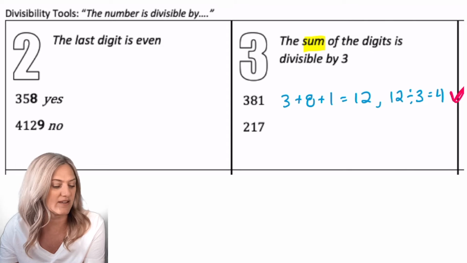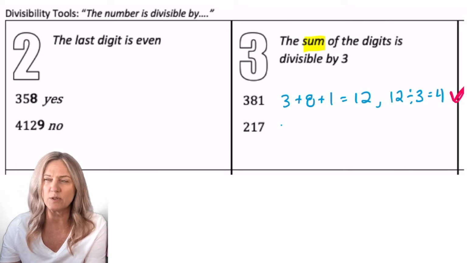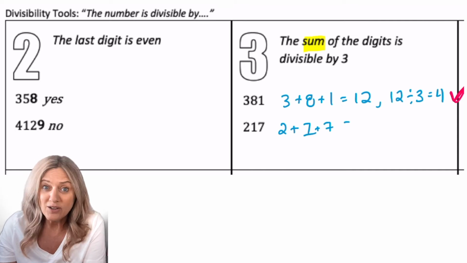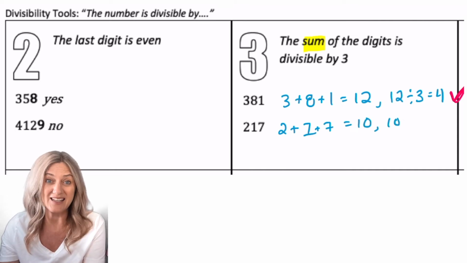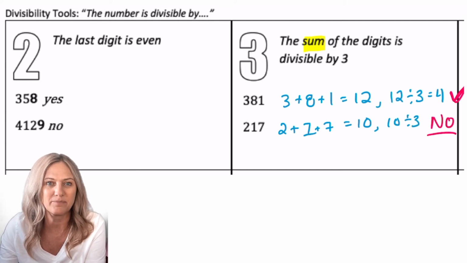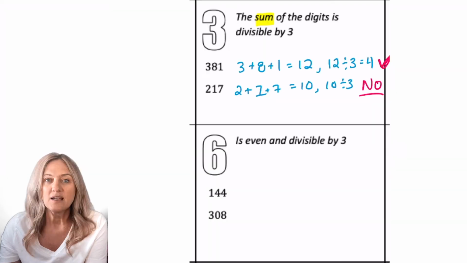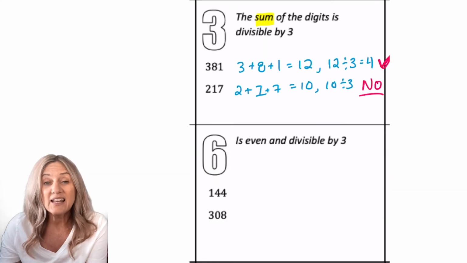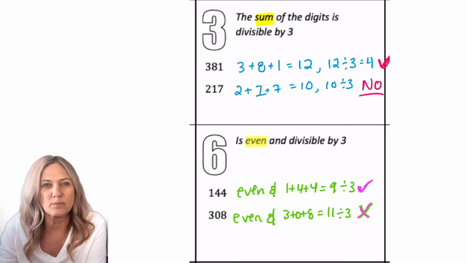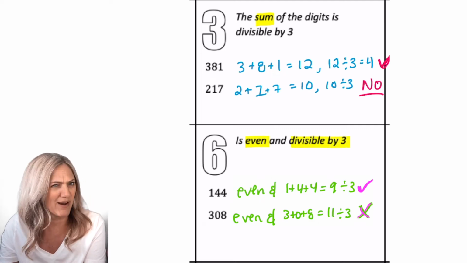Let's look at another example. What about 217? Well, 2 plus 1 plus 7 is 10. 3 goes into 10, but not nice and even. So 217 is not evenly divisible by 3. Let's stick with this column. If I move down to 6, any number that is divisible by 3 and is even will be divisible by 6. That makes sense, right?